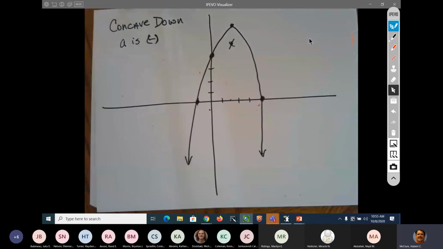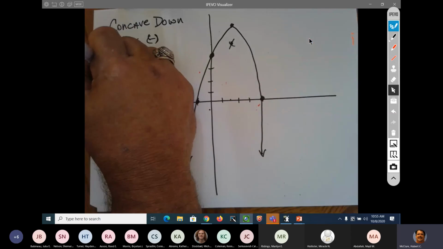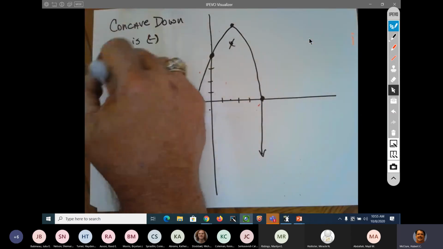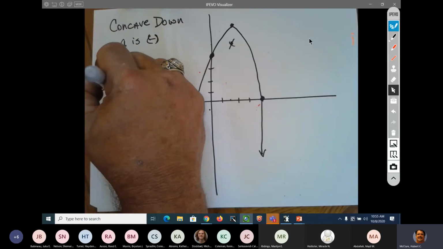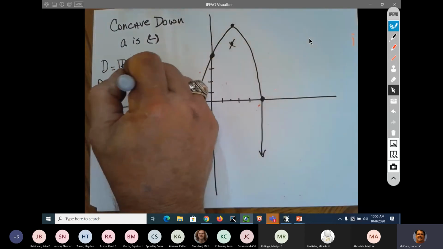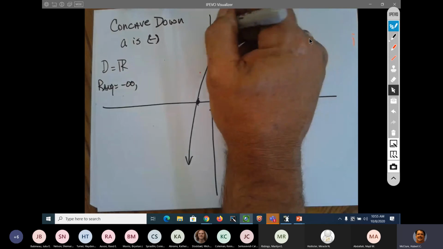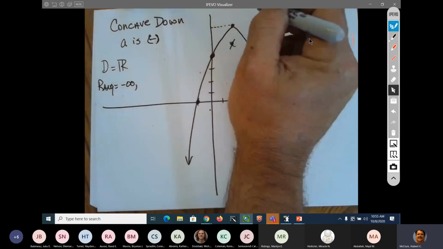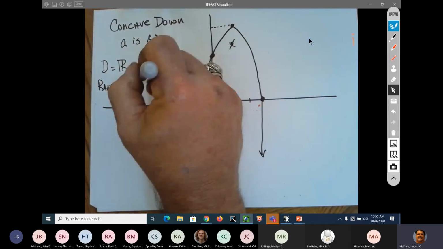So domain is all real numbers. Range is equal to -infinity to whatever number that is. I think it's 25 fourths.